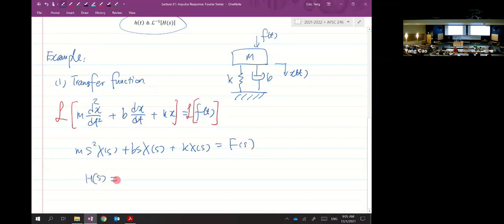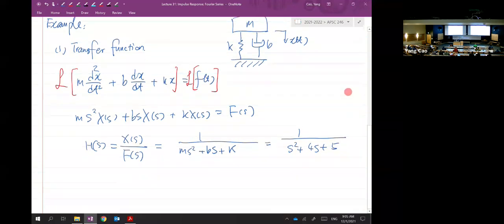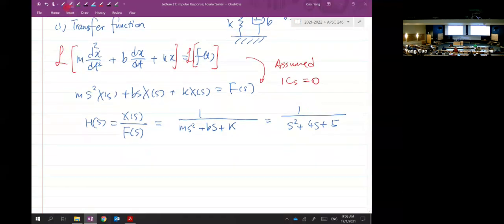Then your transfer function is simply the ratio of the output over the input. Just group similar terms and write it as a fraction. This is your transfer function. Plugging in the numbers, in this question m is 1, b is 4.5, k is 5. So we end up with the transfer function. From this step to this step, I did not write it, but we have assumed the initial conditions are all equal to 0. Okay, so the first part is done.